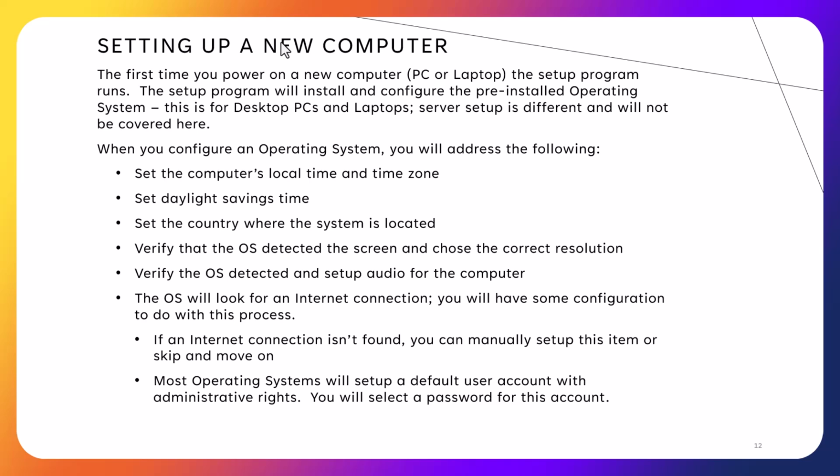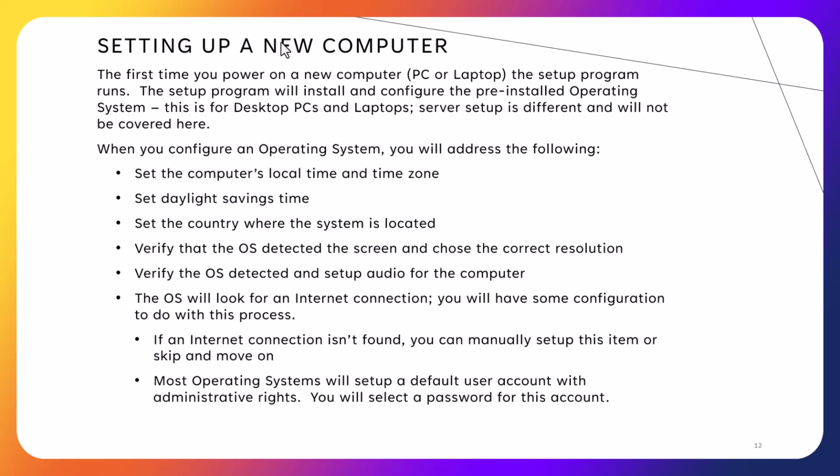When you configure an operating system, you're going to have to configure the following. You want your local time and time zone, daylight savings time, that's usually a yes or no question, and the country where it's located. The operating system itself is going to detect your screen and the resolution. You'll have to know that those are correct. Usually they are. Verify the operating system detects your audio for the computer, so it'll verify the speakers if you have them and a microphone.